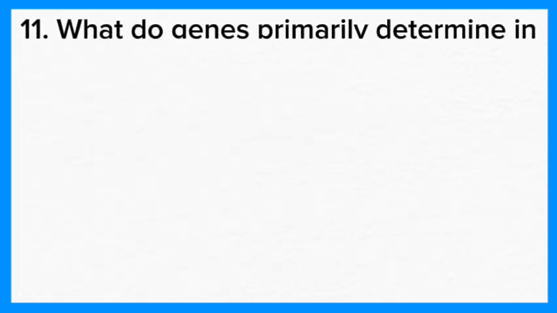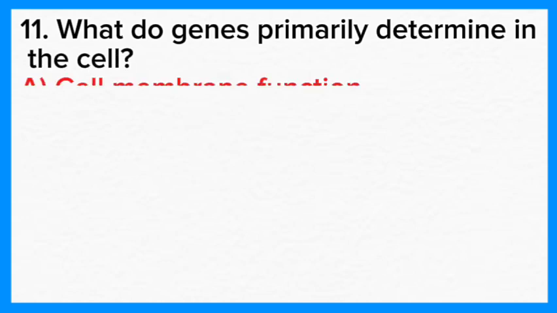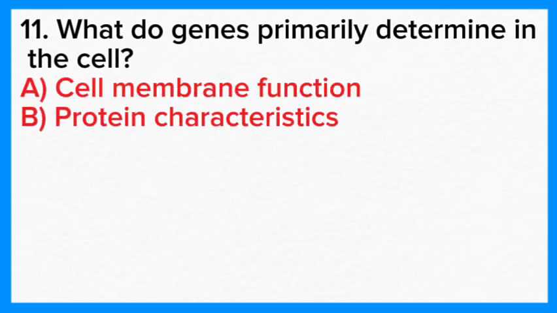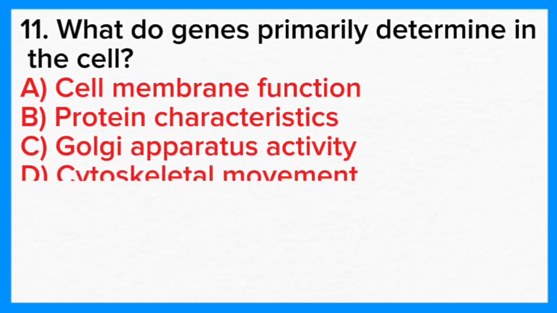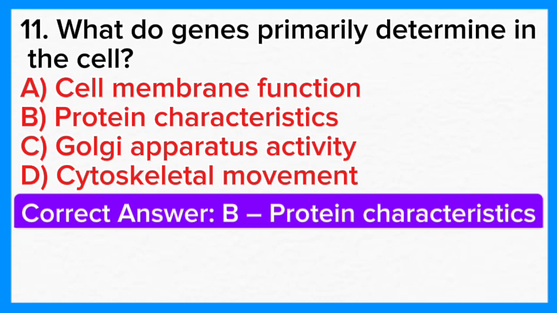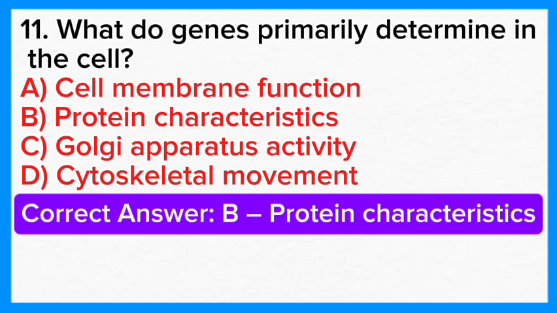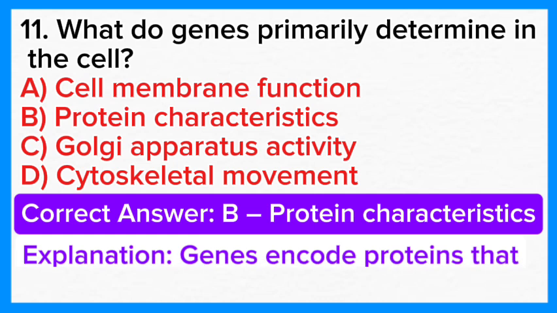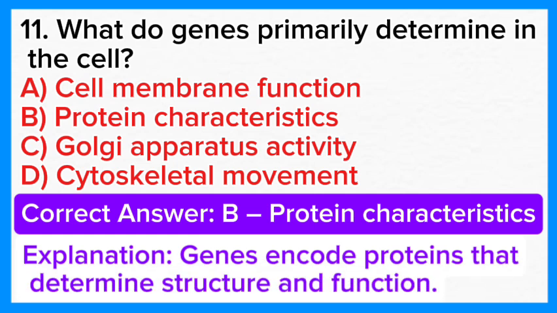11. What do genes primarily determine in the cell? A. Cell membrane function, B. Protein characteristics, C. Golgi apparatus activity, D. Cytoskeletal movement. Correct answer, B. Protein characteristics. Explanation: genes encode proteins that determine structure and function.